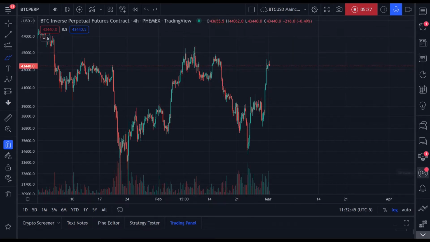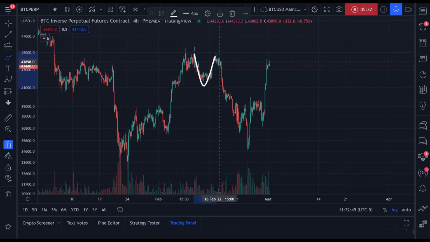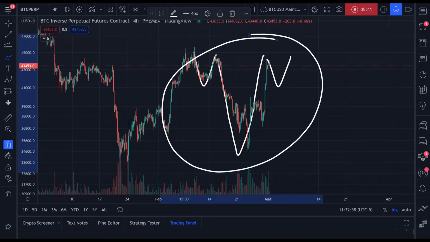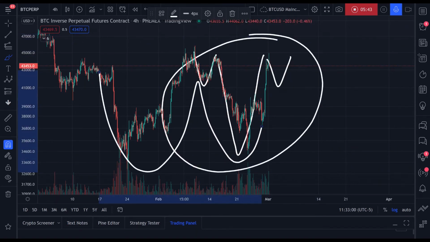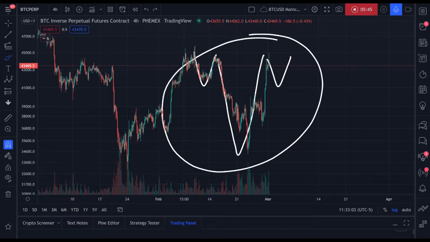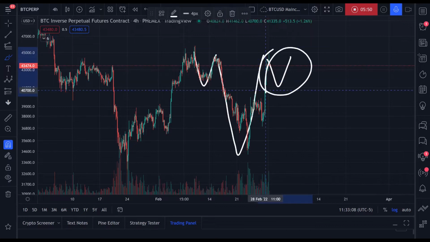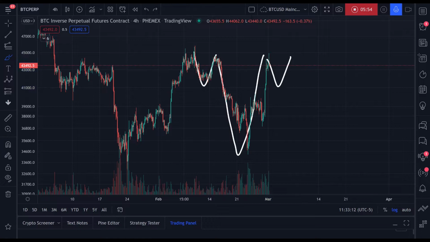Now, here, what I'm seeing is another inverse head and shoulders, right? And here's my inverse head and shoulders. This is the second head and shoulders I'm looking for. And this, I think, is more likely than this as a pattern to look out for. So with this inverse head and shoulders, we'd have to form the right shoulder of it. And that's what I believe we're doing right here. This is why I'm seeing us coming down a bit, okay?